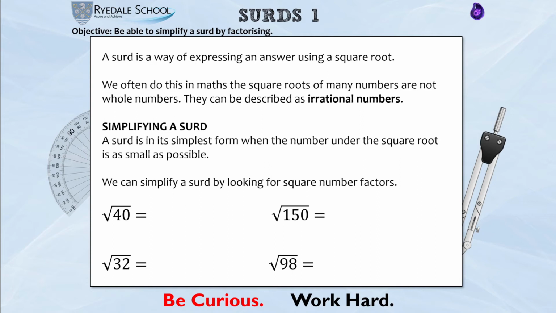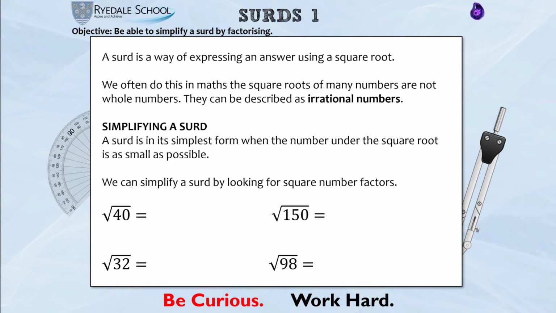So the main objective for today is being able to simplify a surd. A little bit like how you might perhaps simplify a fraction. However, when we simplify a surd, the goal of simplifying a surd is to try and make the number under the square root symbol as small as possible.